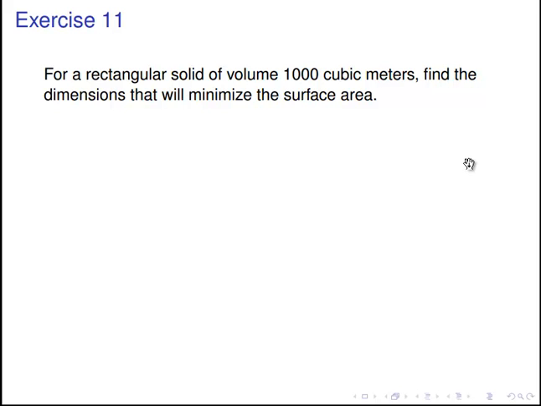Hi everybody, this is the sixth video. It covers exercise 11, and this is the first problem, which isn't simply an abstract problem. This one, at least in principle, could come from the real world. It asks you to start with a rectangular solid of volume 1,000 cubic meters and to find the dimensions that will minimize the surface area.